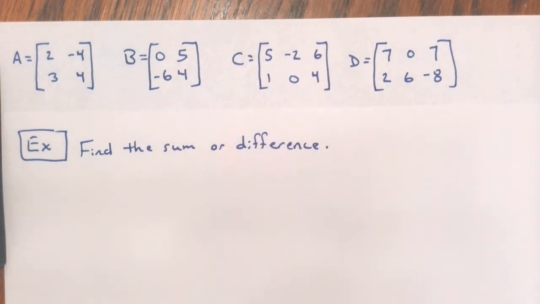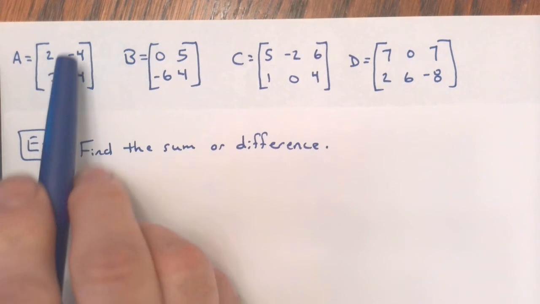In order for us to add or subtract matrices, we need to know, first of all, if it's possible. Unlike regular numbers, where you can always add or subtract and get an answer, with matrices, you can't always do that. You can't always add 2 matrices together or subtract 2 matrices. In order for you to add or subtract matrices, they have to be the same dimension or the same size.